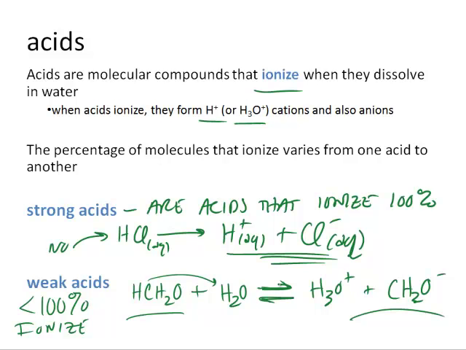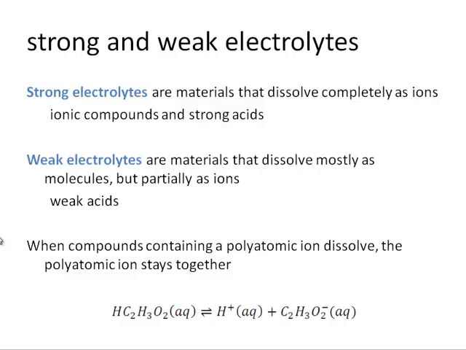The same can be true for strong bases. Strong bases ionize or dissociate 100%. Weak bases ionize less than 100%. If we go back to think about our electrolytic solutions, that's what produced our weak electrolyte solutions. Our weak acids or even weak bases produce weak electrolytic solutions, meaning that we go back and forth.